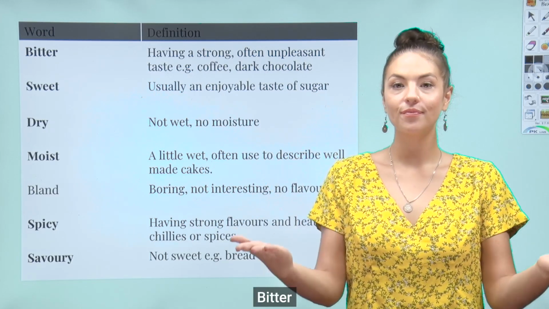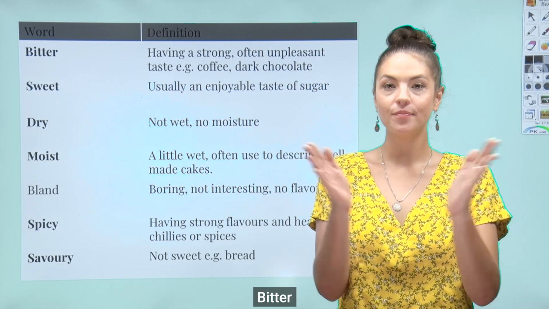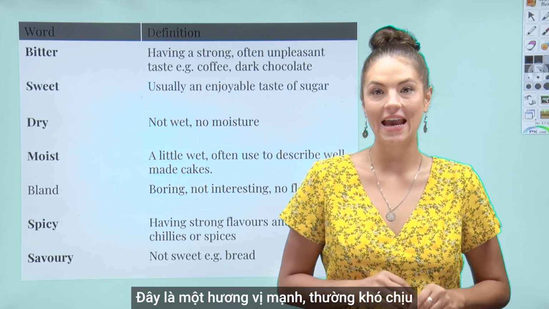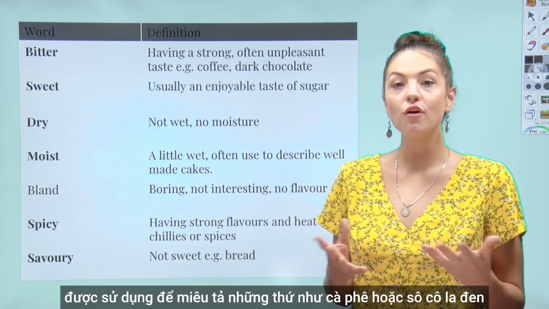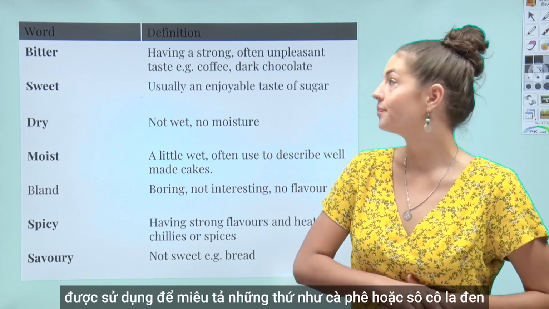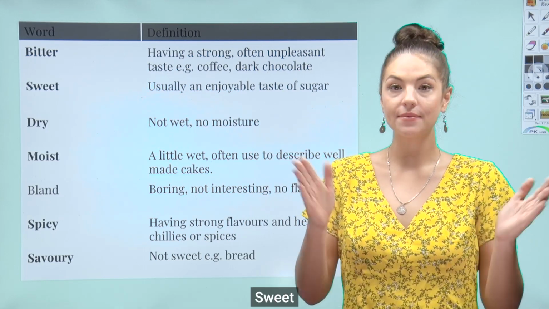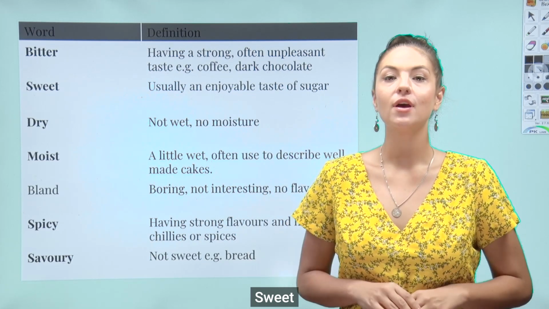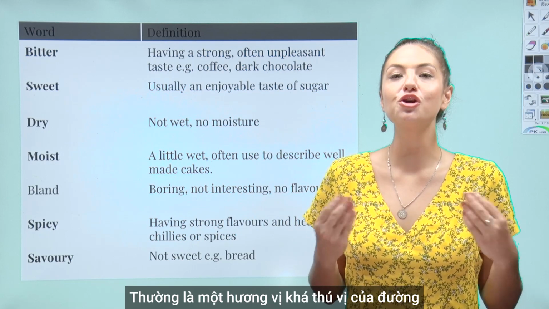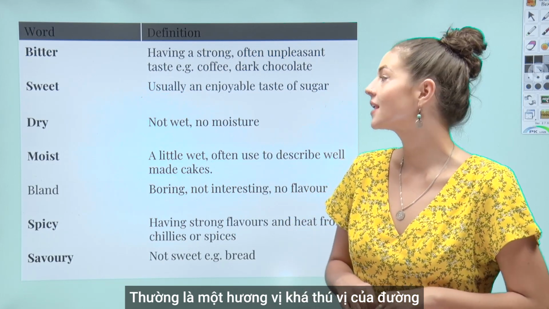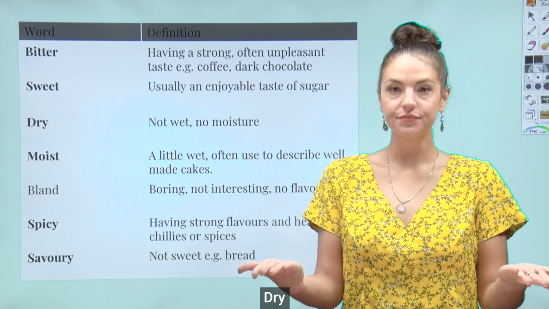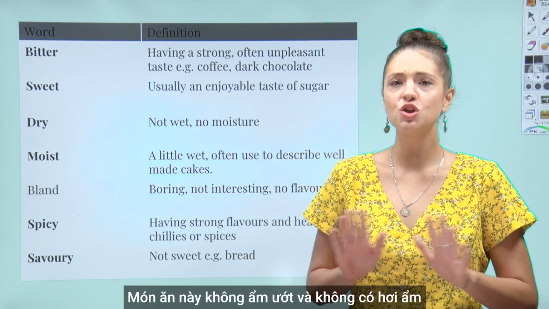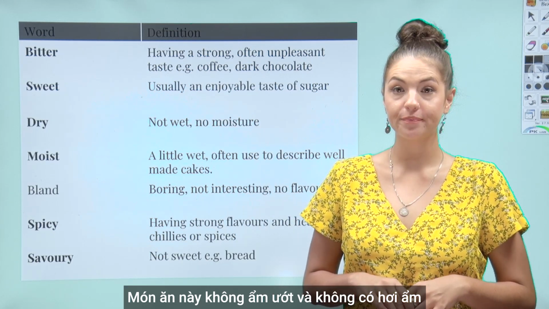Bitter. This is a strong, often unpleasant taste, used to describe things like coffee or dark chocolate. Sweet. Usually an enjoyable, sugary taste. Dry. The food is not wet and has no moisture.